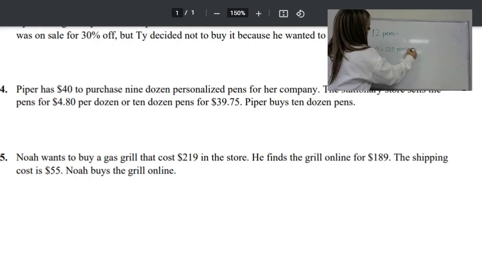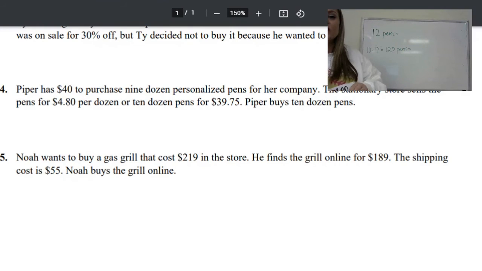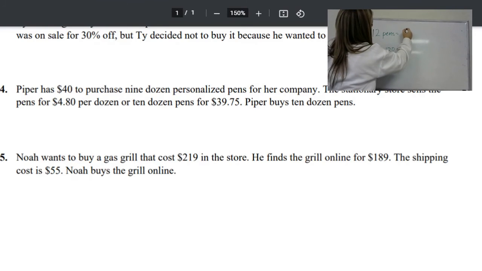Okay, so let's see how much 120 pens would cost per pen. Oh, wait, no, she has $40 to purchase 9 dozen pens. The stationery store sells pens for $4.80 per dozen. So let's see, 4.8 divided by 12. That's going to be 40 cents a pen for 12 pens. So that's going to be 40 cents a pen.